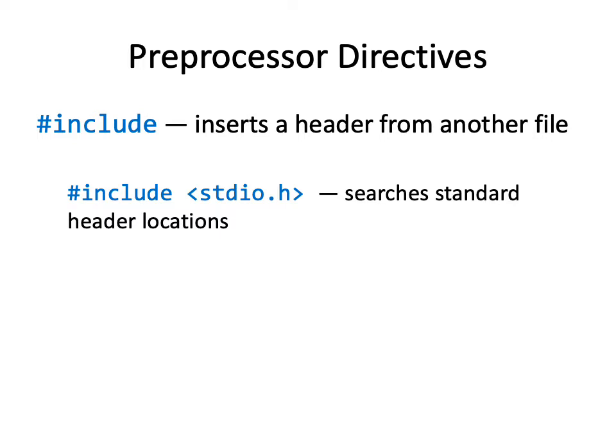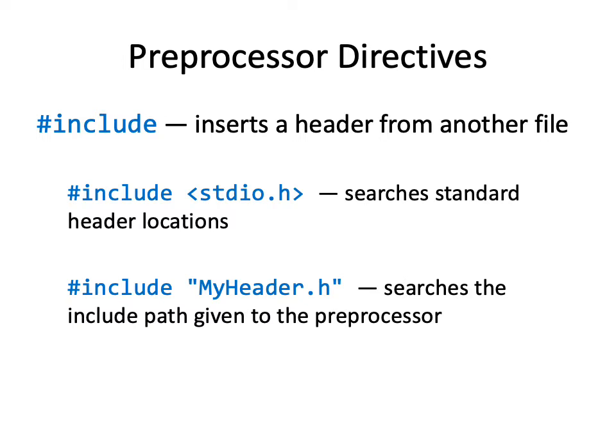Now you may also see this, where instead of the angle brackets, you use the quotation marks. And what that means is that this is a custom or a new header file. It's not a standard header file. Therefore, instead of trying to search for it in the standard header locations, in the pre-installed places, instead try searching either the current directory or a special include path that's given to the compiler.